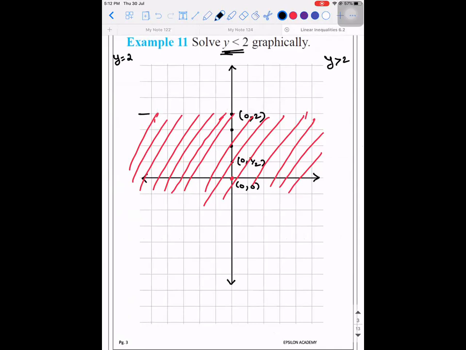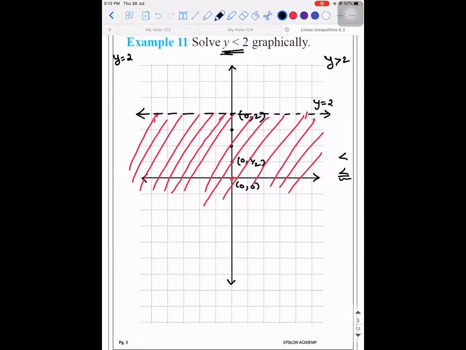Sir, if it is equal to, like, equal to means continuous line. Greater means, this is strict. If it is less than or equal to, it is continuous. If this equal to sign is not there, it is dotted. That's it. Whether it is greater than or less than.